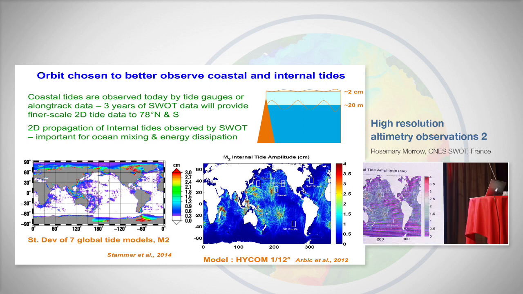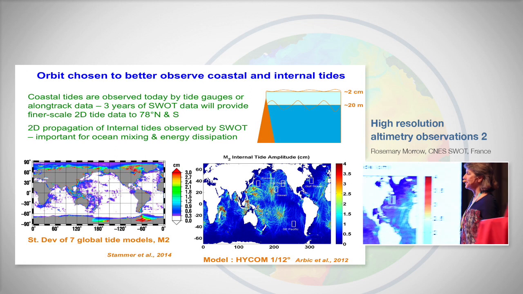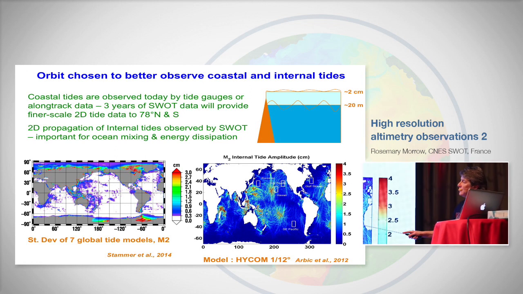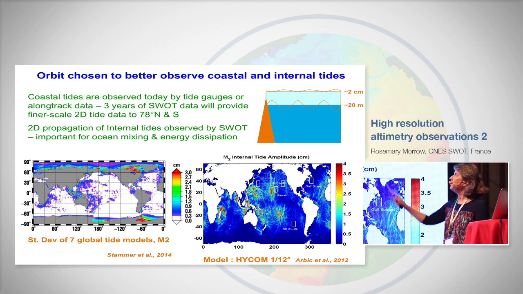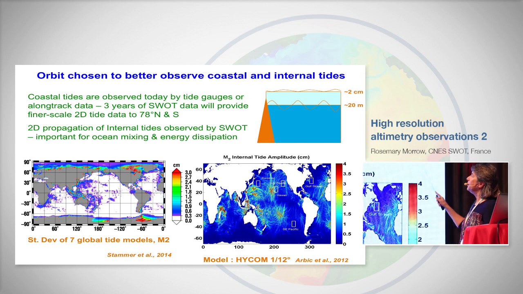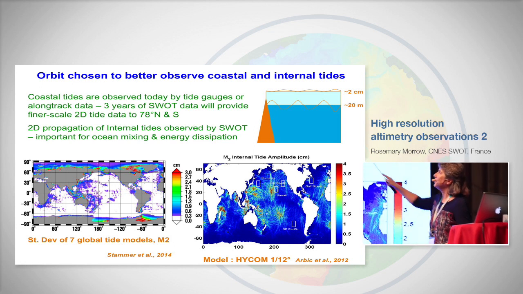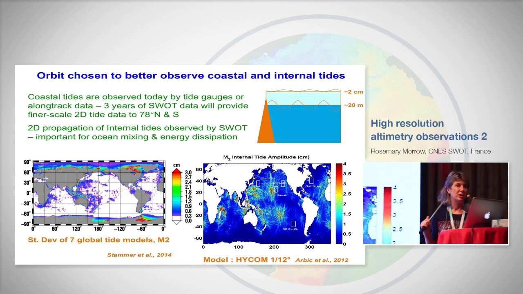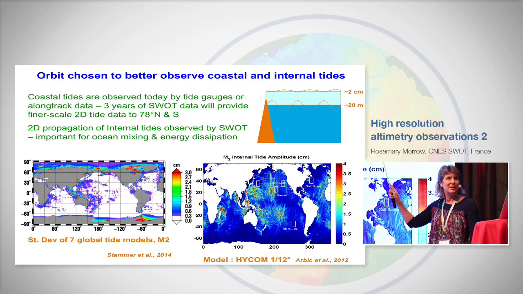So, as I said, SWOT has been chosen to have an orbit that resolves the tides. I've also already mentioned this plot with the tidal errors. So we're really trying to focus on improving the tides in the coasts and the high-latitude areas up to 78 degrees north and south. But the internal tides are also generated when the barotropic tide interacts with bathymetry in a stratified ocean. And there are internal waves that get generated at depth. You see them strongly at the thermocline with sometimes 20 to 30 meter amplitude waves.